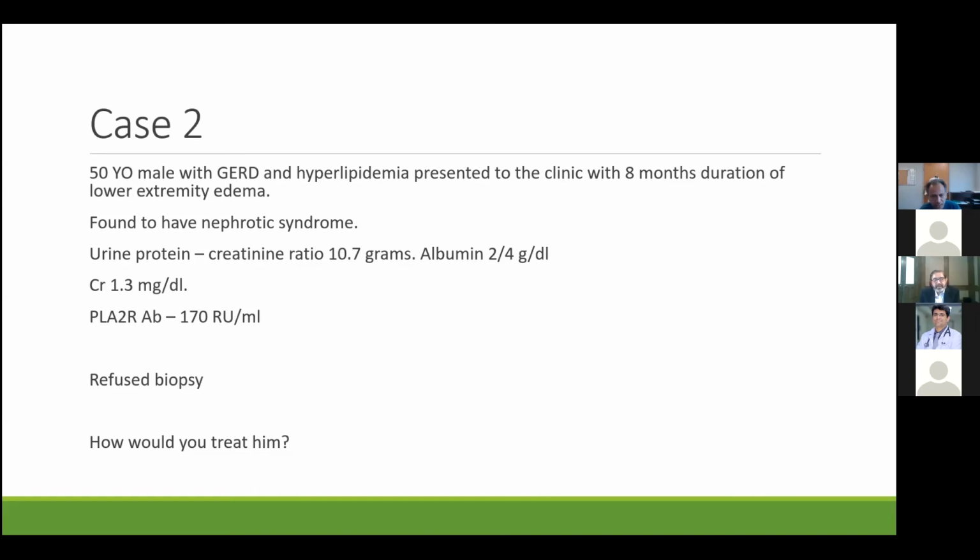Based on that, his PLA2R antibodies are high, but not super high. I don't have his baseline creatinine. What was baseline creatinine? 1.3. So it is a little normal. So I would treat him with rituximab 1 gram, 2 doses, 2 weeks apart. So no steroids. That's precisely what we did with this patient.